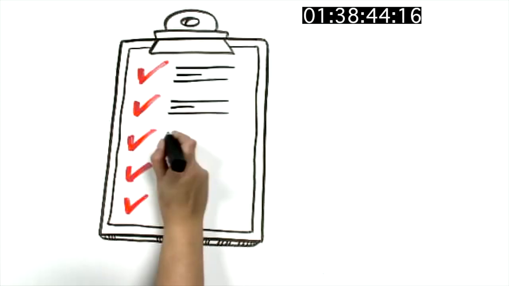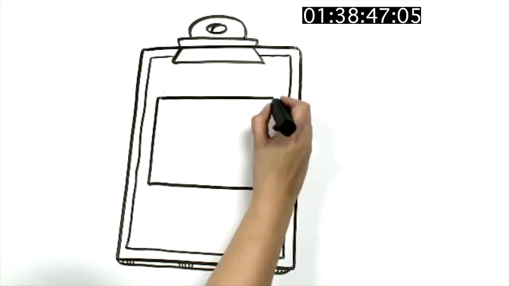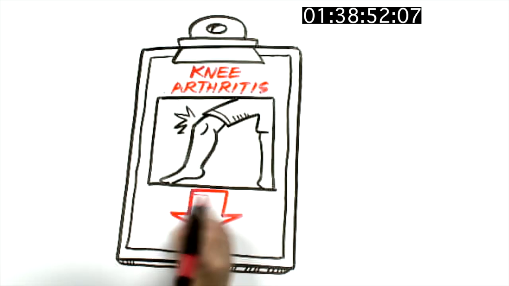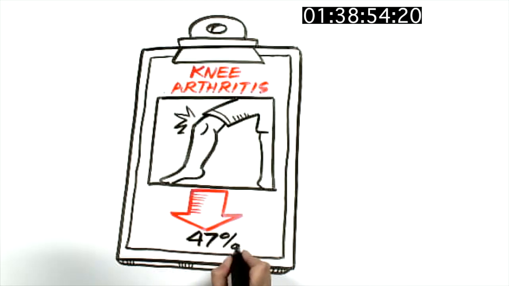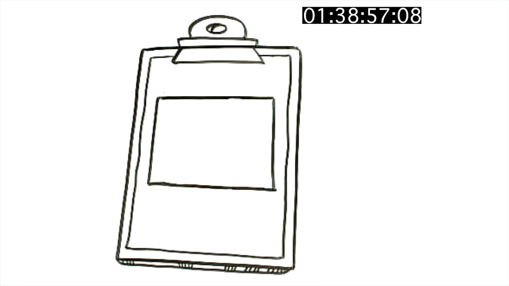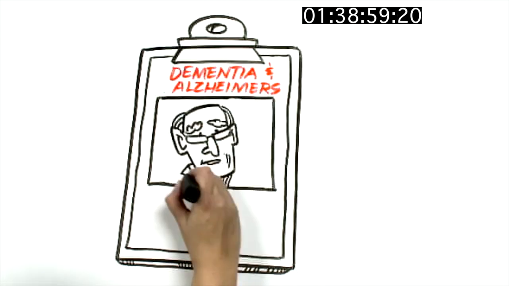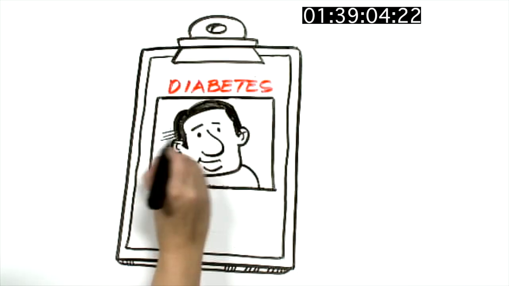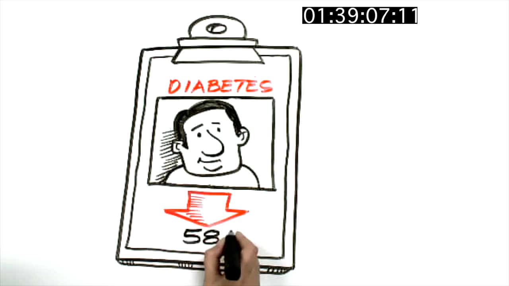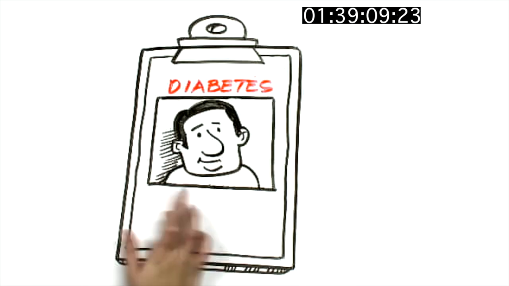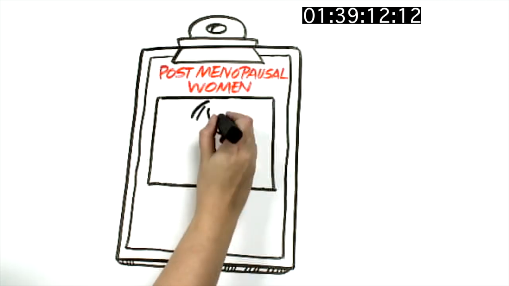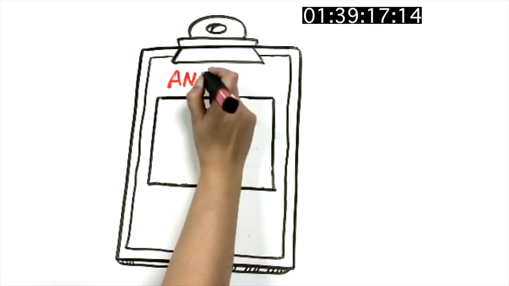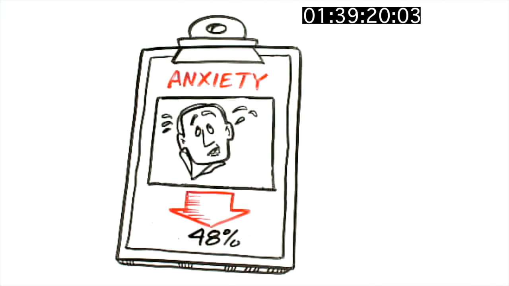So just to kind of walk you through a quick list. So this intervention in patients with knee arthritis who receive 1 hour of treatment 3 times a week reduced their rates of pain and disability by 47%. In older patients, it reduced progression to dementia and Alzheimer's by around 50%. For patients at high risk of diabetes and coupled with other lifestyle interventions, it reduced progression to frank diabetes by 58%. Postmenopausal women who had 4 hours a week of the treatment had a 41% reduction in the risk of hip fracture. It reduced anxiety by 48% in a big meta-analysis.